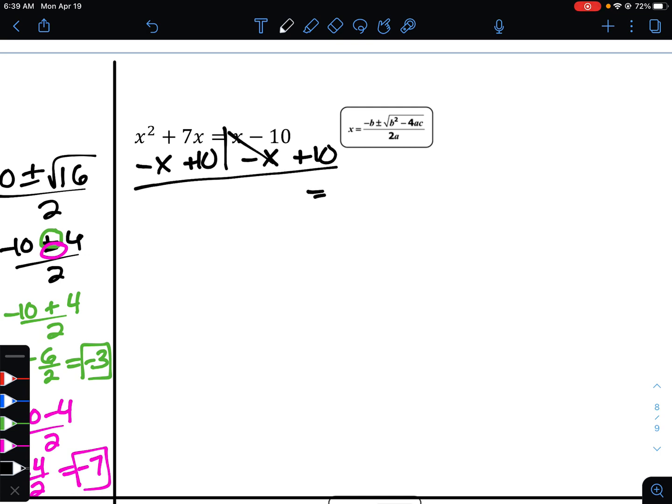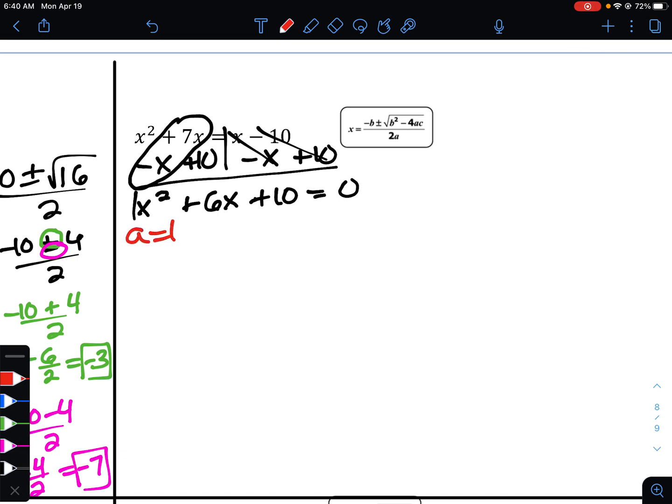So what that'll mean is the right hand side, x minus x is 0, negative 10 plus 10 is 0. So now you've got the right side of your equation equal to 0. As for the left side, x squared has nothing to combine with. 7 minus 1 is a plus 6x, and then 10 plus nothing is just 10. All right, so now we should be ready to go ahead and figure out what A, B, and C are. A is going to be positive 1, B is going to be 6, C is going to be 10.